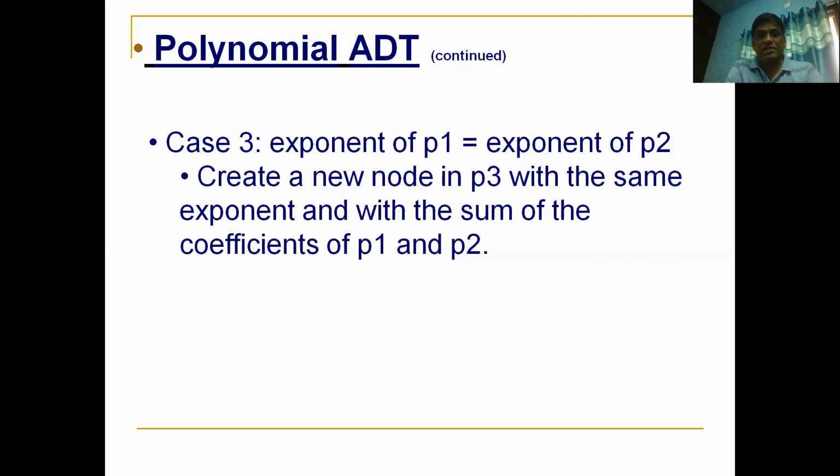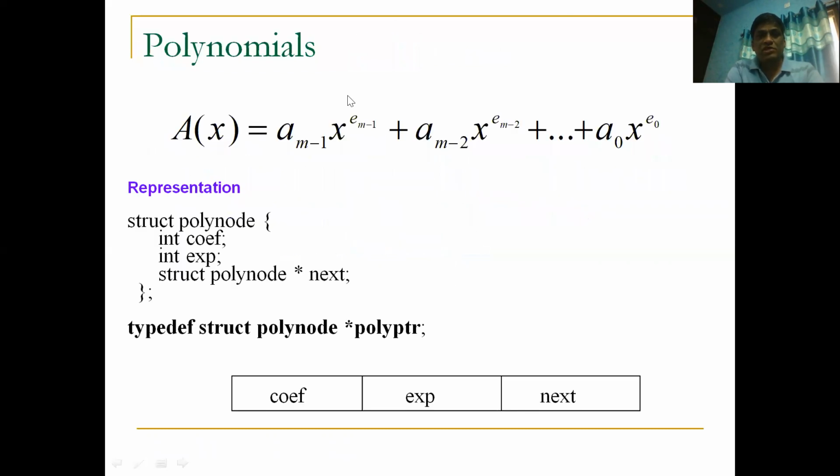using linked representation. Okay, so this is a general mathematical expression showing the polynomial with variable x, a(m-1) x power e(m-1). This a(m-1) is the coefficient, e(m-1) is the exponent, and so on. The last term is going to be a0 x power e0. Okay, probably a polynomial can be represented mathematically like this.